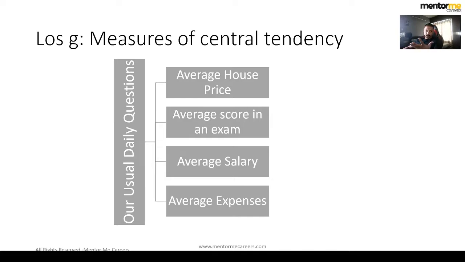Most of the time, we are interested in some middle value. We are not really interested in the maximum or minimum value, maximum package, lower package. We are interested in the average of things, right? So for example, we tend to ask questions like, what is the average house price? What is the average score in an exam? What is the average salary? What are the average expenses? Why are we so interested in averages?